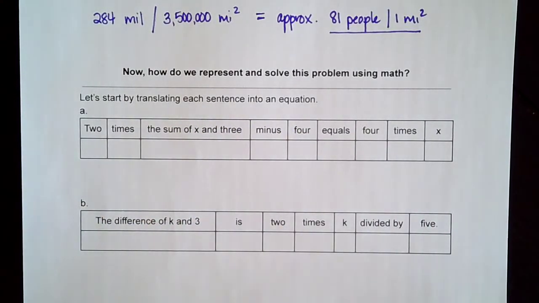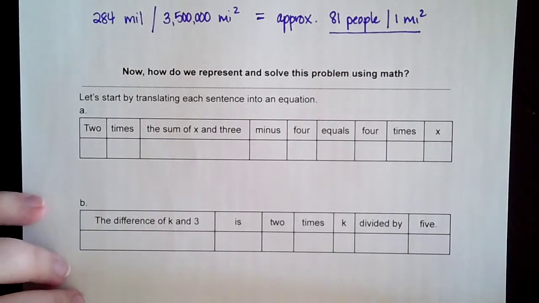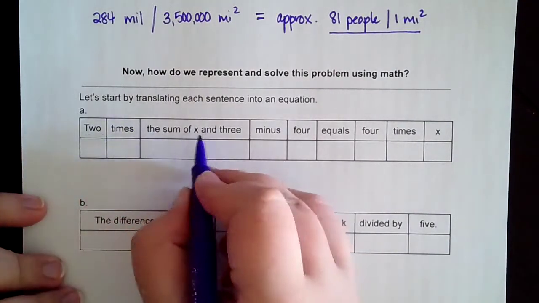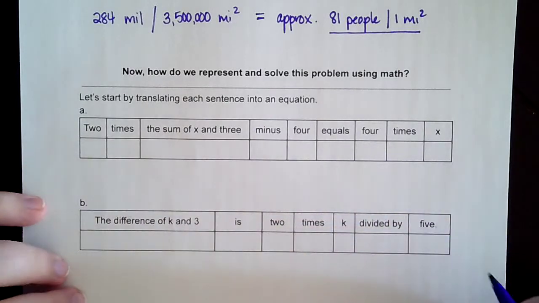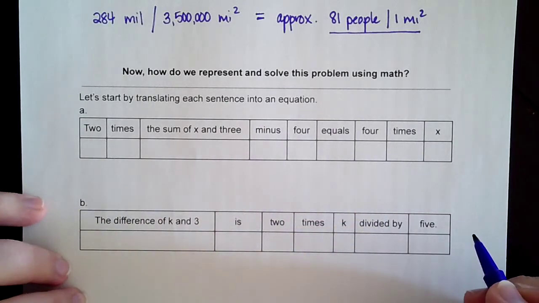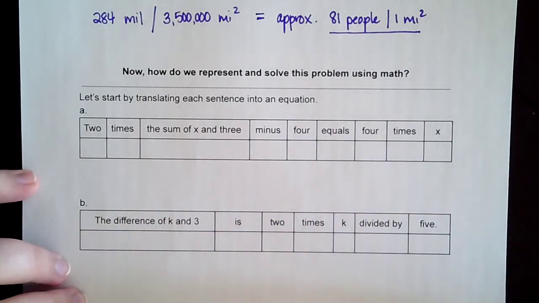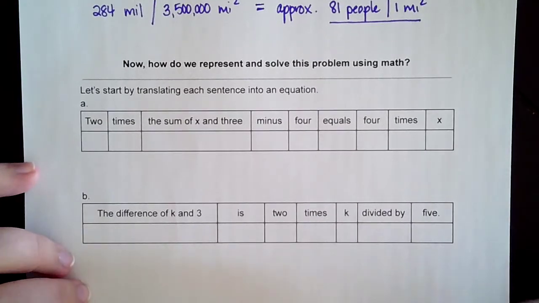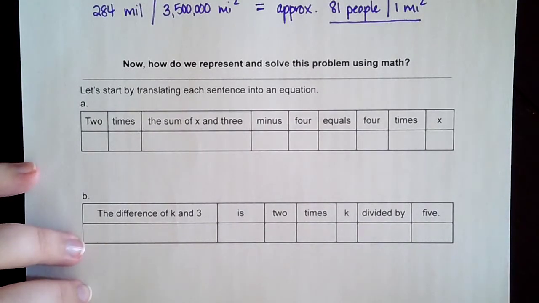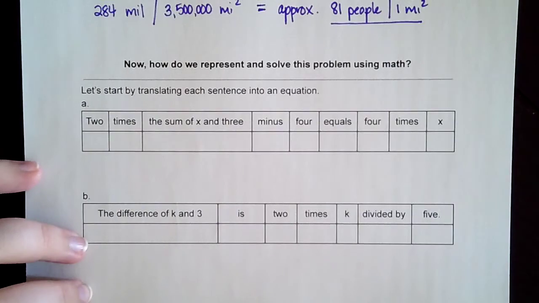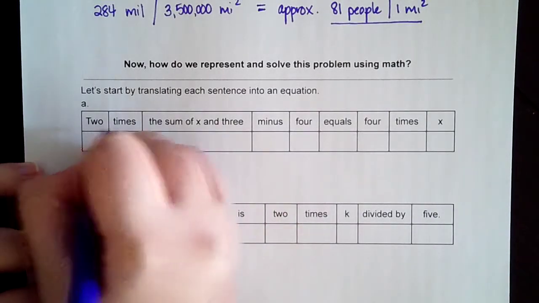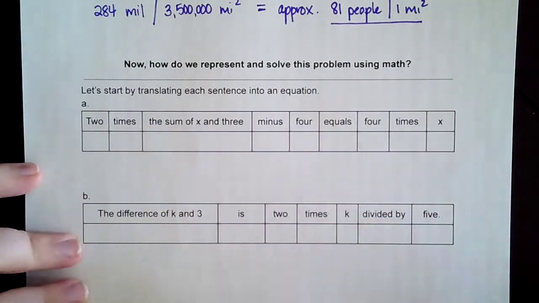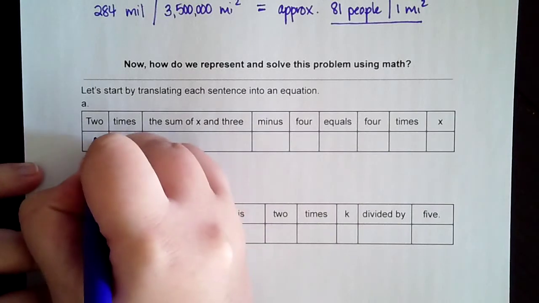So let's do that. If I give you the sentence 2 times the sum of x and 3 minus 4 equals 4 times x, I need you to be able to put that into math language instead of words. So let's go through this one and see what it looks like. I broke it up, as you can see in this table, by pieces to make it a little easier on us.